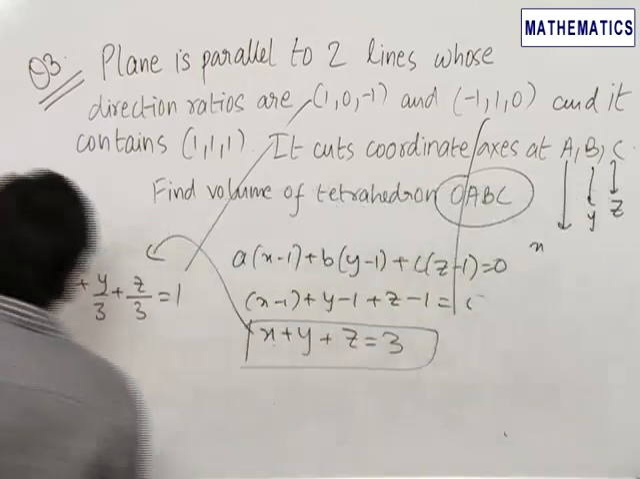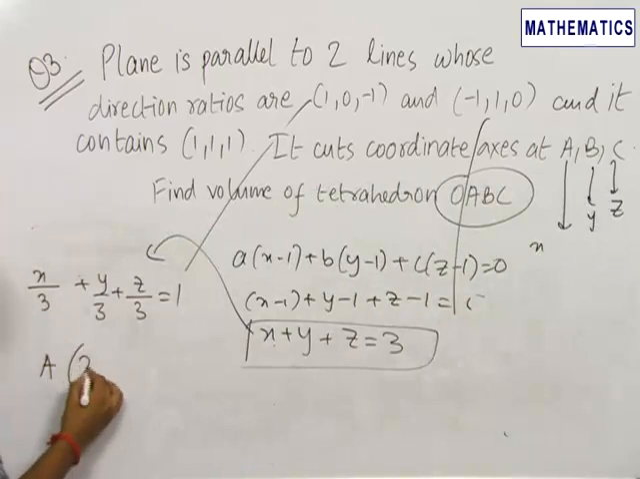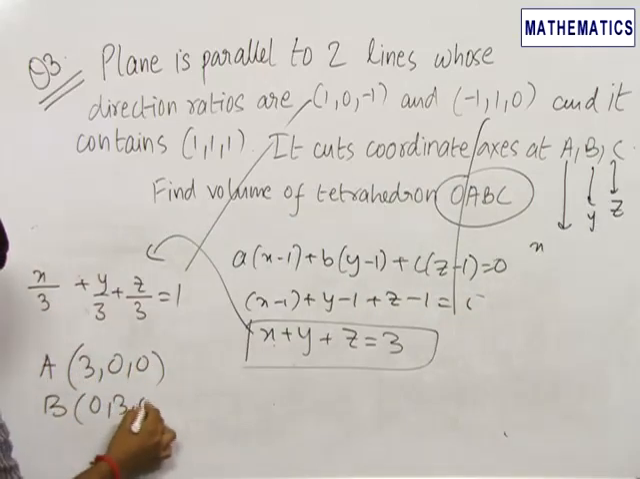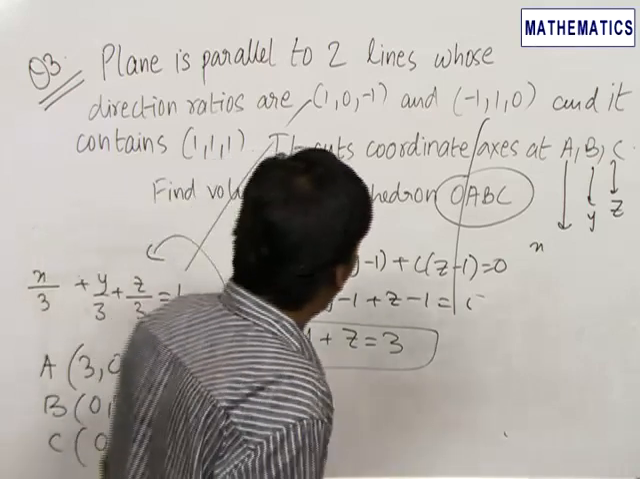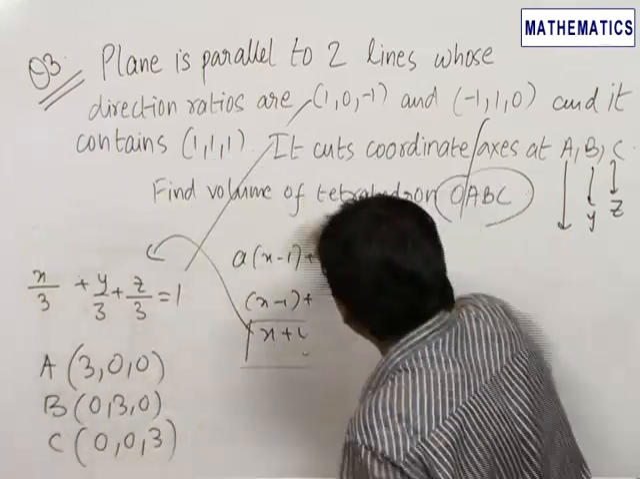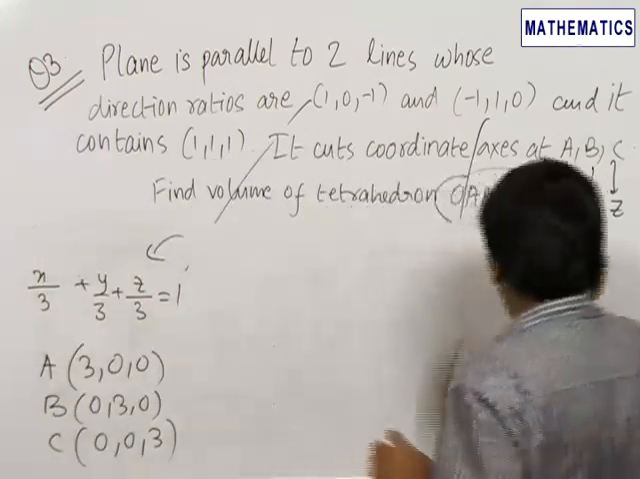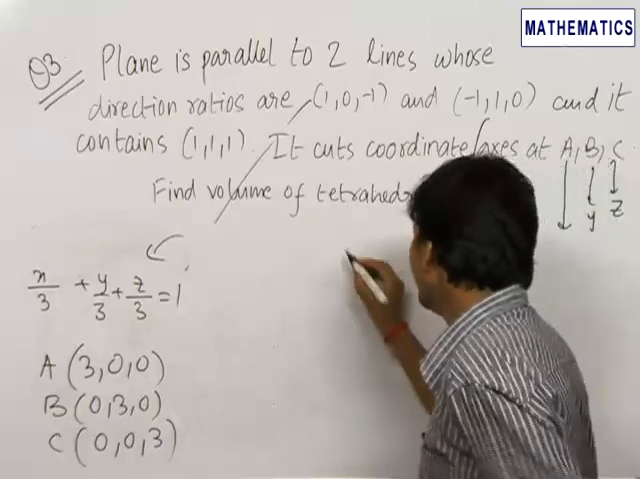we get the point A as (3, 0, 0), the point B as (0, 3, 0), and the point C as (0, 0, 3). Now let us plot these points on the three-dimensional plane. It always gives you a better idea of where the points are located.